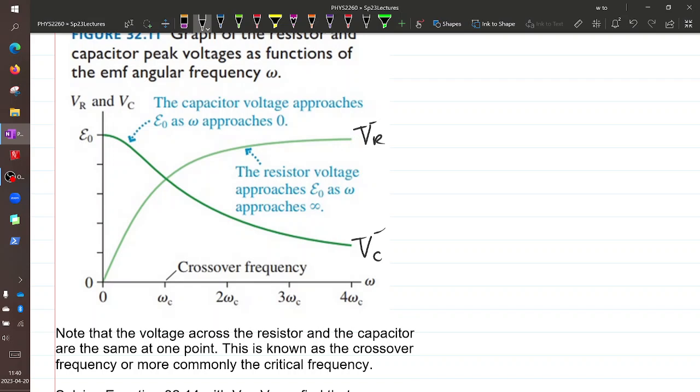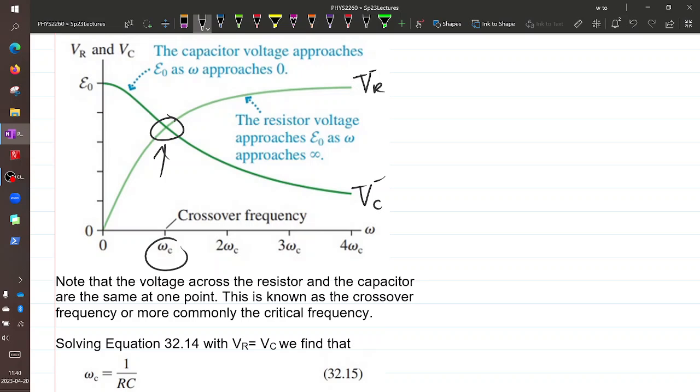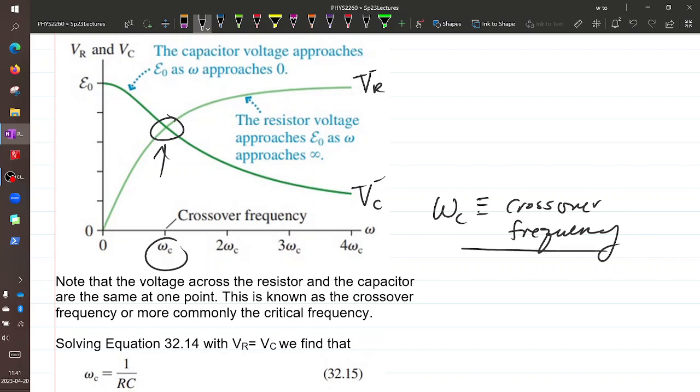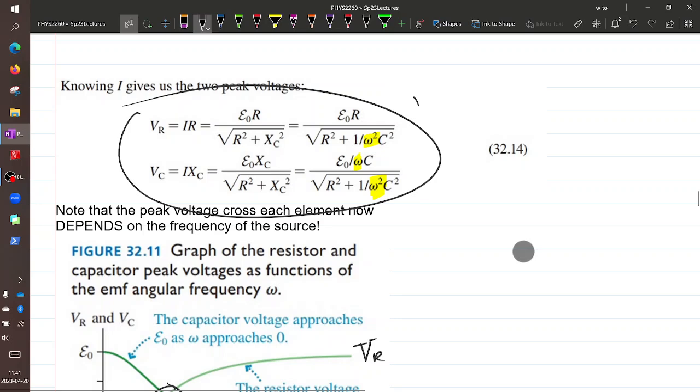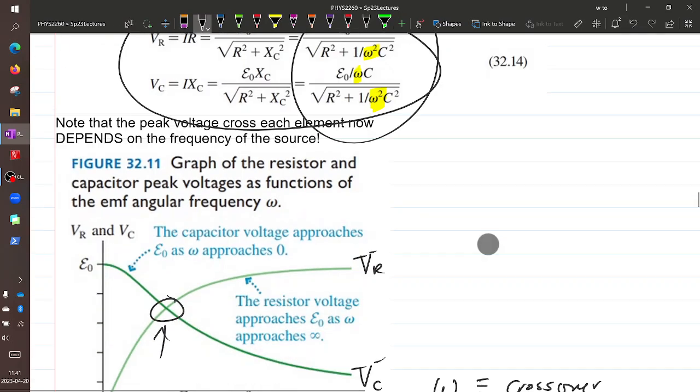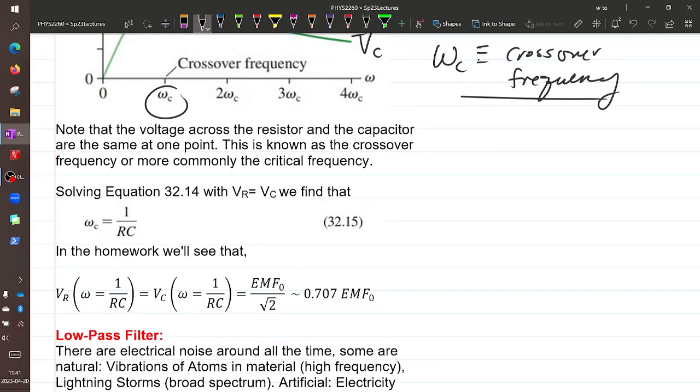What's really interesting is that they cross at a single point. This is known as the characteristic frequency, or the crossover frequency, omega c. It's going to be very important because if we were solving this complicated equation up here, and I'm not going to do that in front of you because I'm going to make a mistake and spend a lot of time correcting it, you're going to find that this characteristic frequency is actually 1 over RC. It just turns out to be this very simple formula.